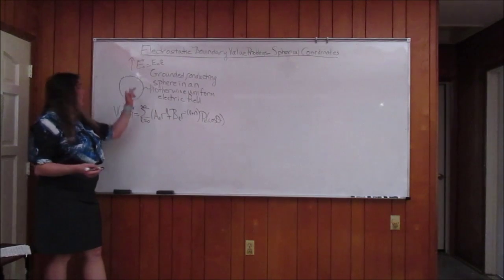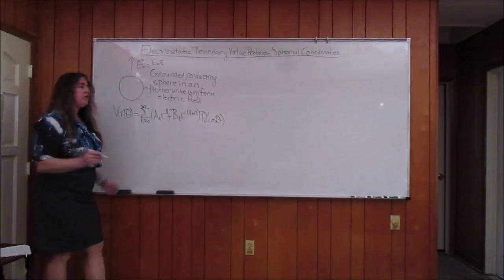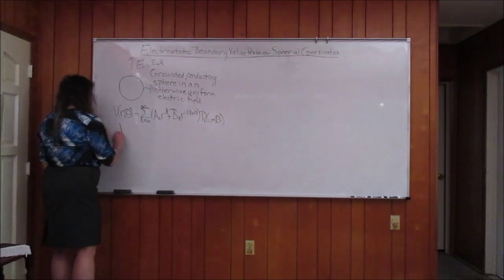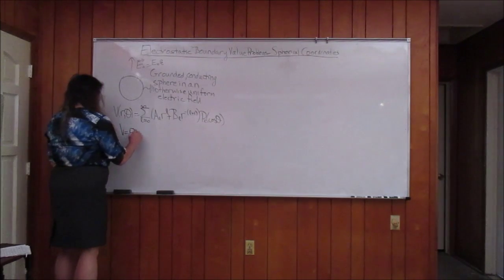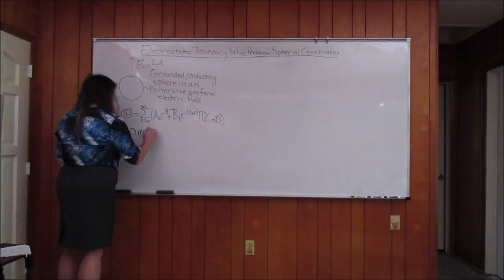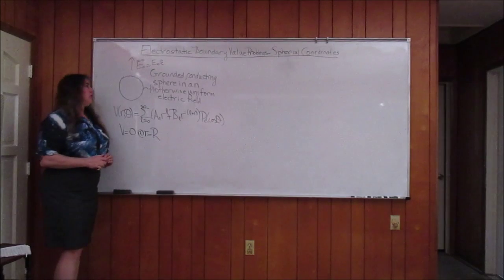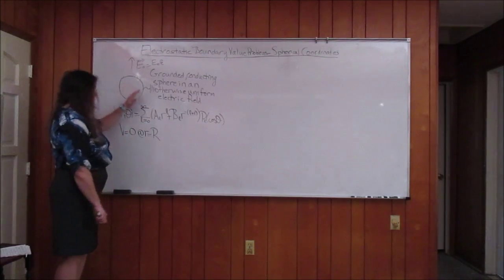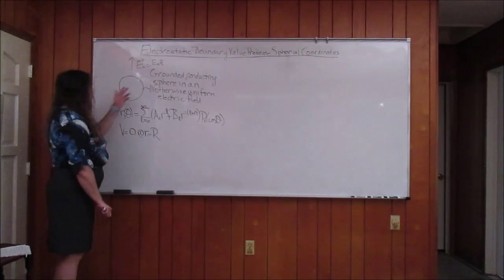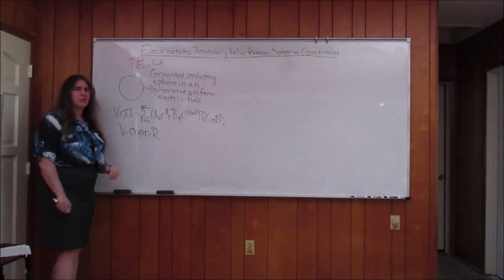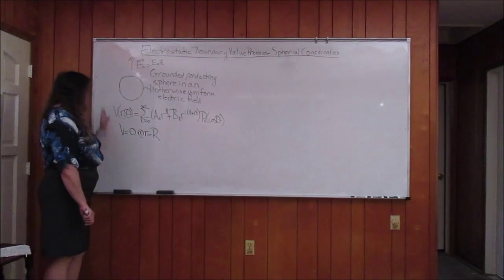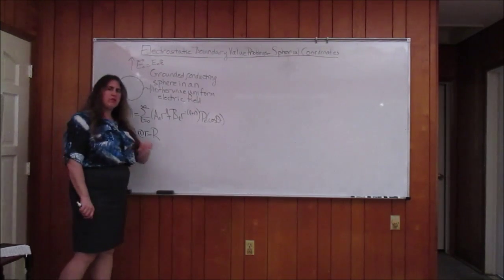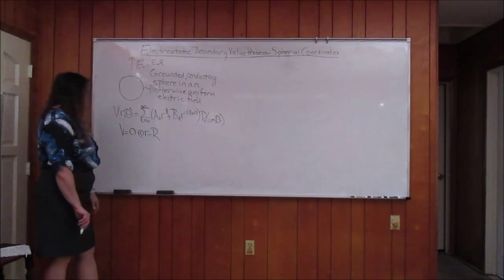So what are they? Well, the sphere is grounded, so therefore V is equal to 0 at the radius of the sphere. It is also true that the potential is equal to 0 everywhere inside. Why? Because I know the electric field is going to vanish everywhere inside. So I already know what the interior solution is. I'm just interested in the exterior solution.